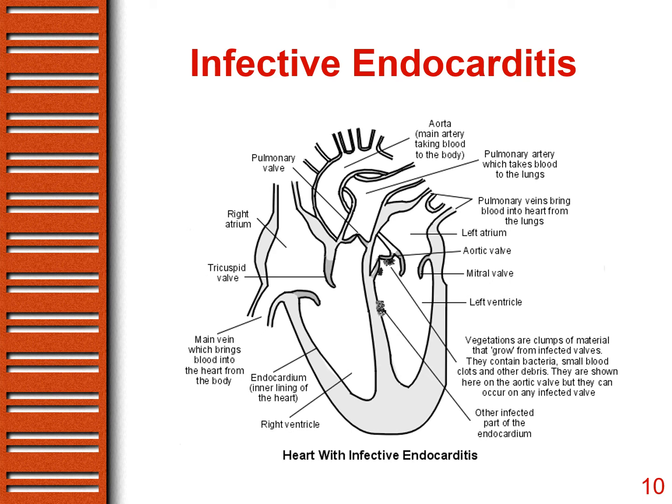Okay, but in this picture, this diagram, we see the vegetations or clumps of material that are growing on the valve leaflets as well as the endocardium. In this picture, it's the aortic valve, but it's not particular to any one valve. It can affect any of these valves in the heart. And the vegetations really are clumps of the bacteria and small blood clots, as well as other debris.